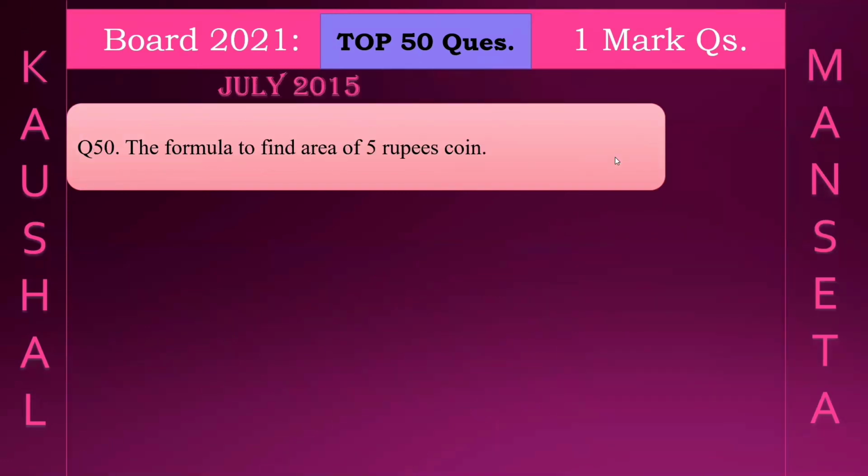Okay, next and last question, number 50. The formula to find the area of a 5 rupees coin. A 5 rupees coin is a cylinder, so we can find the area of a cylinder. The area of a cylinder is given by 2 pi RH. So the formula is 2 pi RH. Okay, understood?